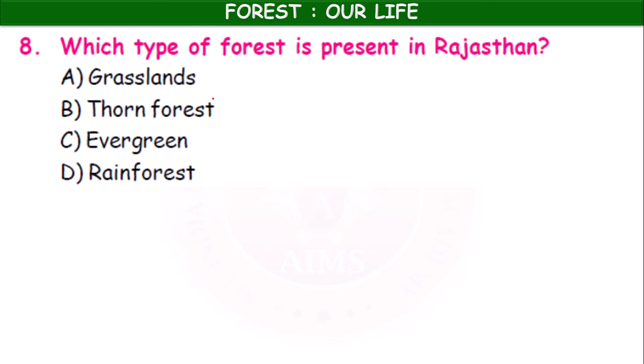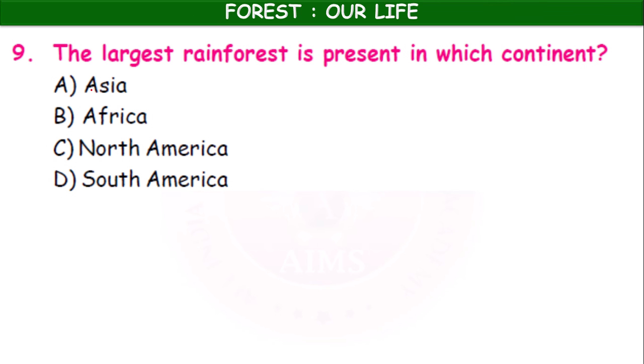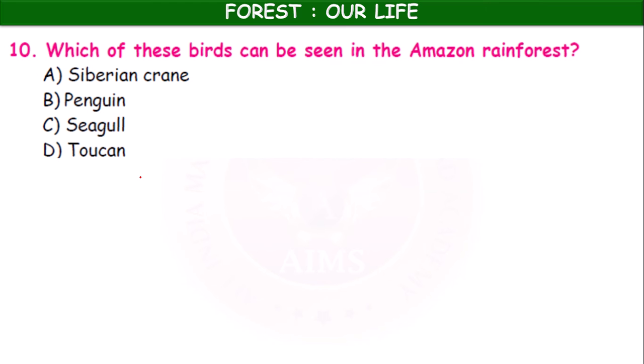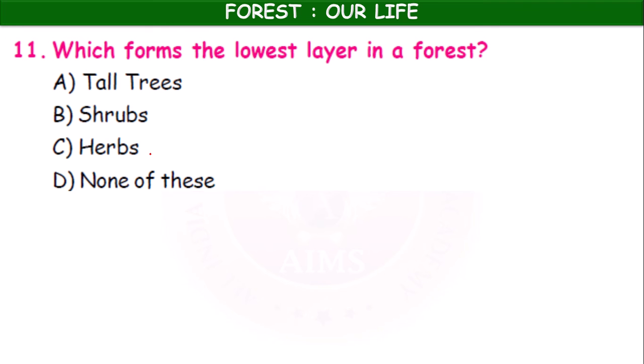Which type of forest is present in Rajasthan? Grassland, green forest, rainforest. It is a thorn forest because it's a desert. Cacti-like plants are present in that forest. The largest rainforest is in which continent? Asia, Africa, North America, South America. The largest rainforest is situated in South America. Which of these birds can be seen in the Amazon forest? Siberian crane, penguin, seagull, or the other birds you'll see in the Amazon rainforest. Which forms the lowest layer in a forest? Tall trees, shrubs, herbs, none of these. It is the herbs which form the lowest layer of the forest.